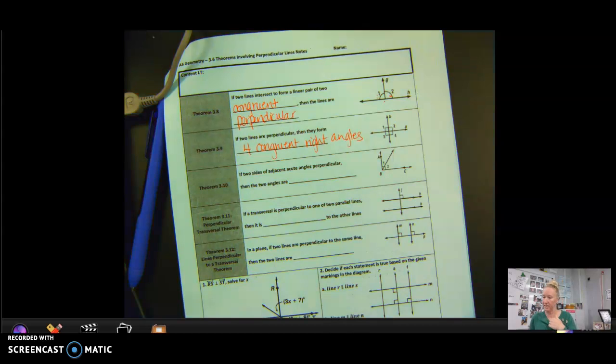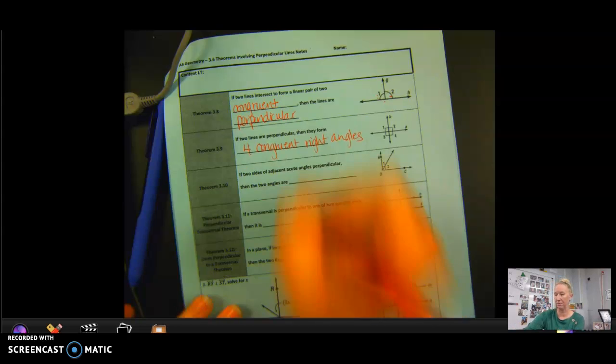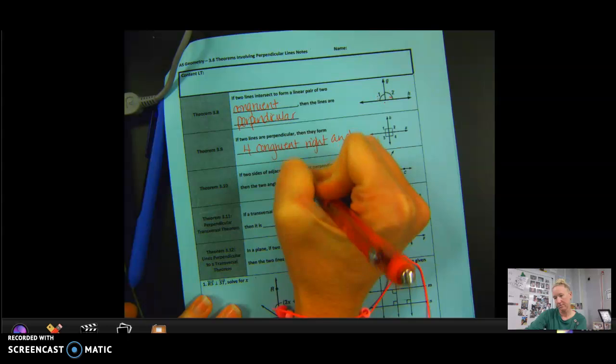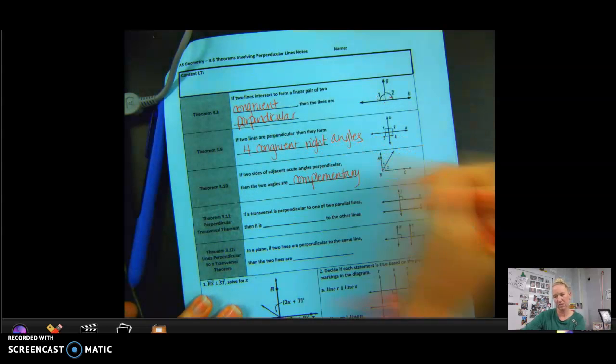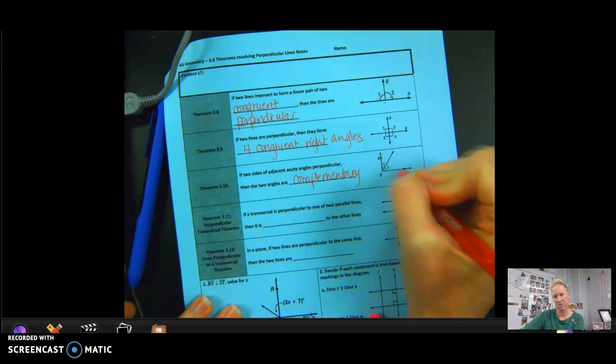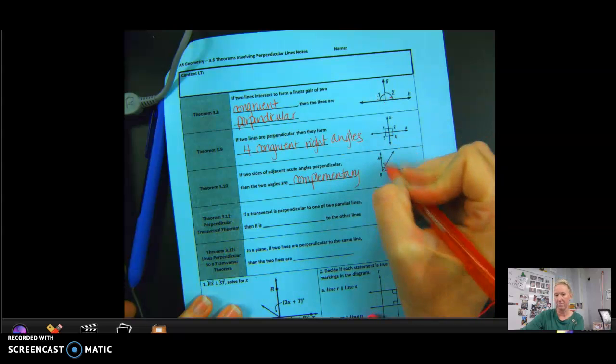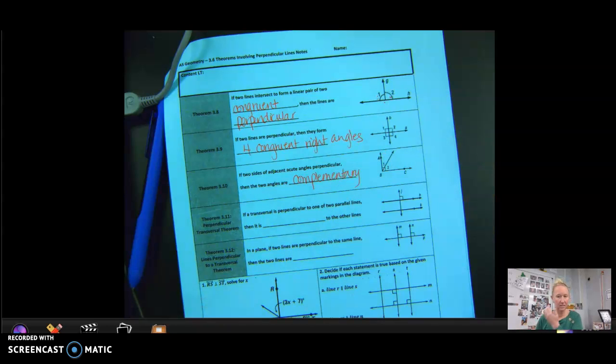3.10, if two sides of adjacent acute angles are perpendicular, then the two angles are complementary. Which should make sense, right? Perpendicular, so angle 1 and angle 2 form two angles, but these two sides are perpendicular. That's 90 degrees, therefore they're complementary.